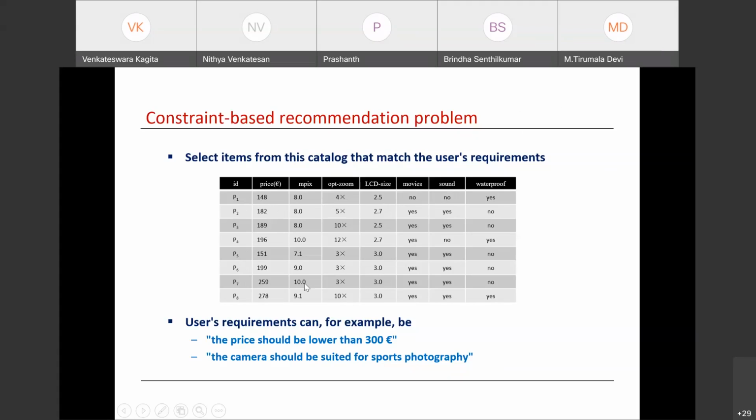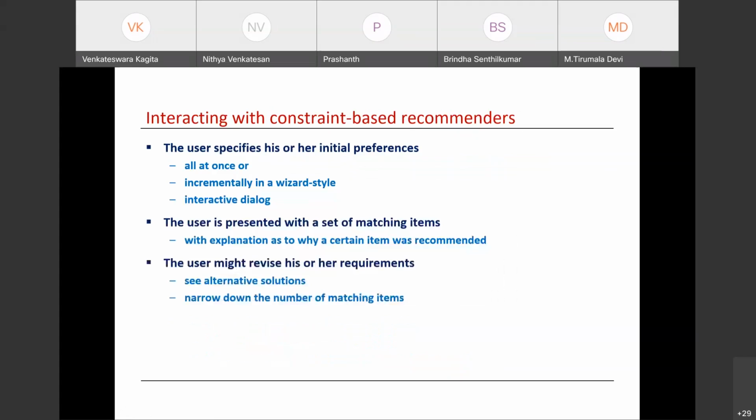So a user requirement can be, for example, the price should be lower than 300 euros, or the camera should be suited for sports photography. These are the requirements of the user. The user specifies his or her initial preferences all at once or incrementally in a wizard style, or in an interactive dialogue mode. The user is then presented with a set of matching items according to the preferences, with an explanation as to why a certain item was recommended.